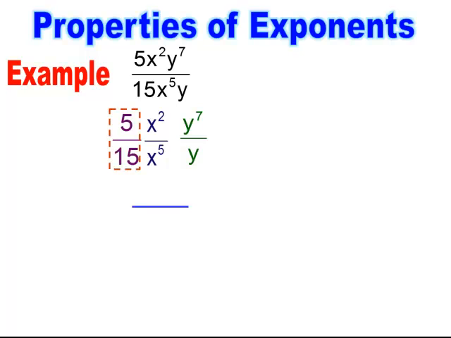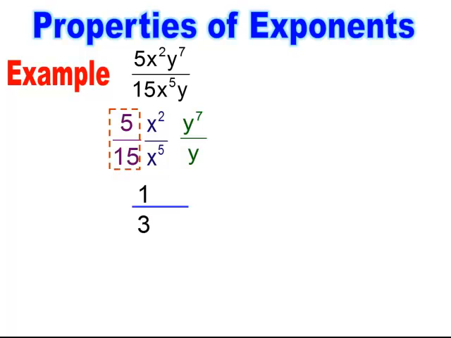So when I look at the first piece, again, be very careful. It is a fraction that needs to be reduced. We're not subtracting here. It is a fraction that needs to be reduced. 5 over 15 will reduce to 1/3.